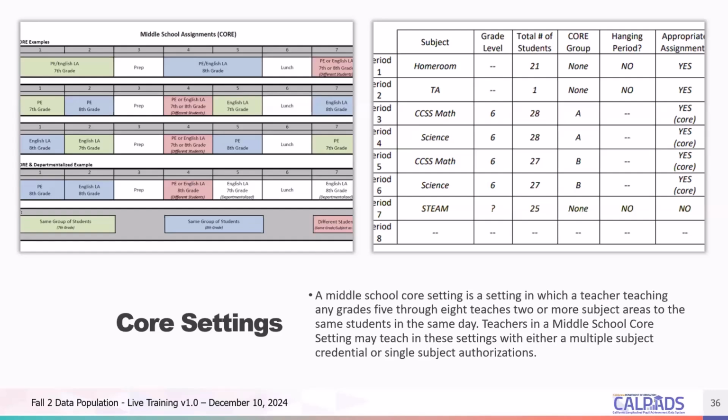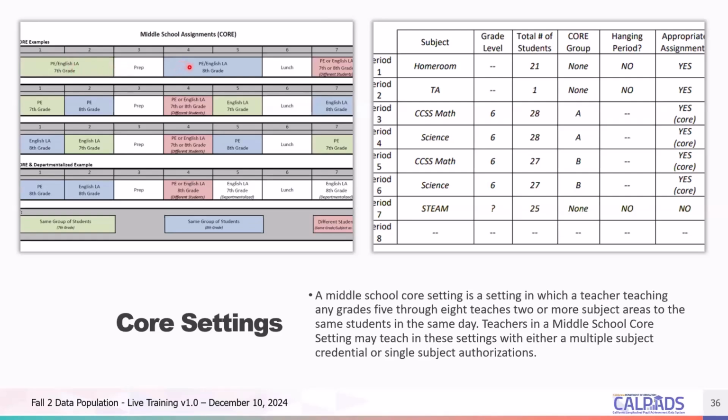And we do have a couple of examples to illustrate middle school core setting on the slide here. If we look at the example on the left, the color-coded teacher schedule, and if we look in particular at the top row of that example, we'll see that first period is PE, taught to a group of 7th grade students, and second period is English language arts, taught to that same group of 7th grade students. This is a single teacher schedule, and we can assume that they have either a standard elementary or multi-subject teaching credential. And so periods 1 and 2 are cored, or are in a middle school core setting.